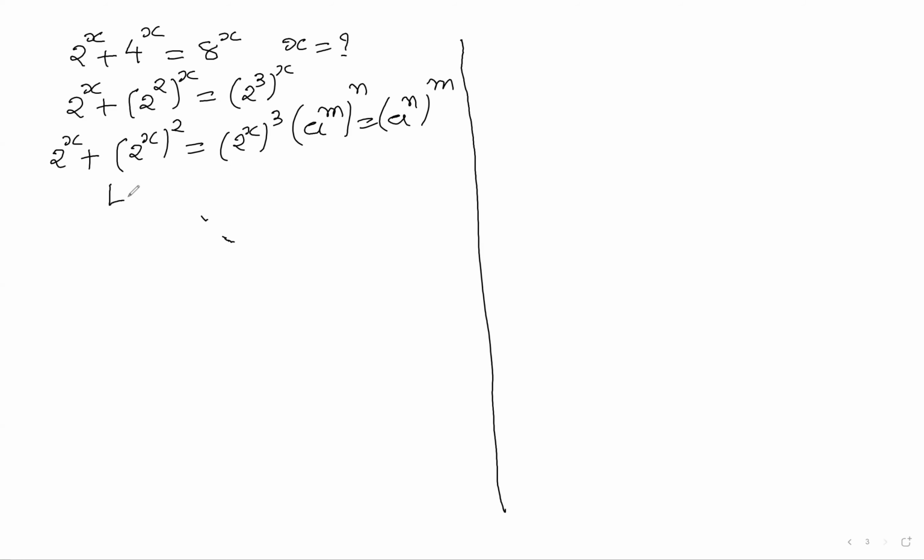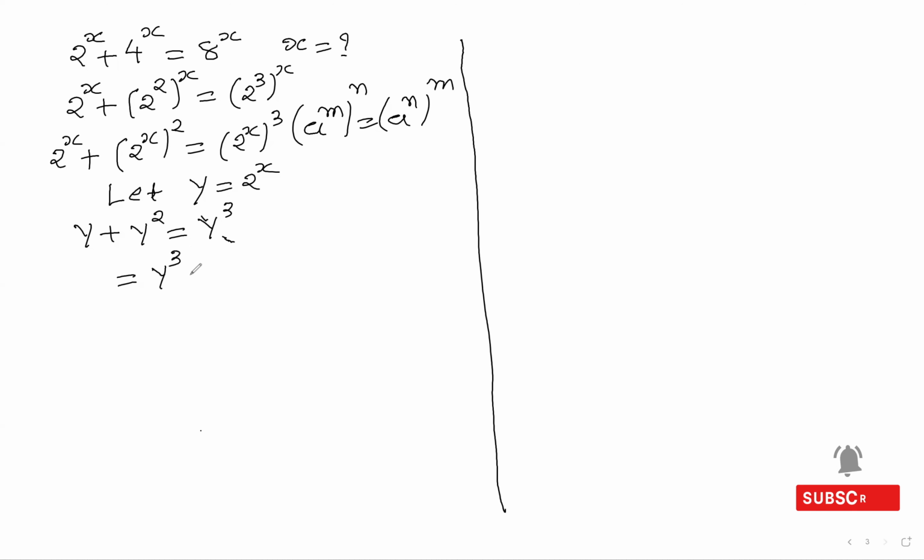Now, let y equal to 2 power x. So I'm going to replace my 2 power x with the y. So this will give my equation y plus y square equal to y power 3. Now I'm taking y square and y to the right hand side. So that will become y cube minus y square minus y equal to 0. So that we feel good, I'm just swapping the side, which is going to be y cube minus y square minus y equal to 0.